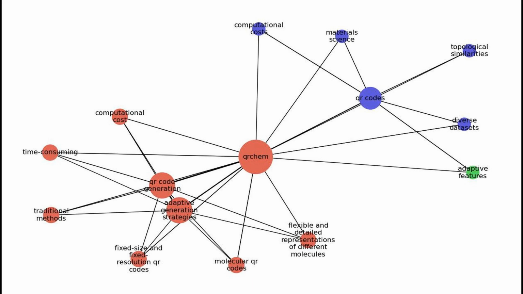Another limitation is that, while QR codes effectively distinguish topological similarities and differences, the understanding of how to optimize and utilize these codes for various tasks is still developing. More research is needed to establish best practices for generating and applying QR codes across a wider range of materials and properties.